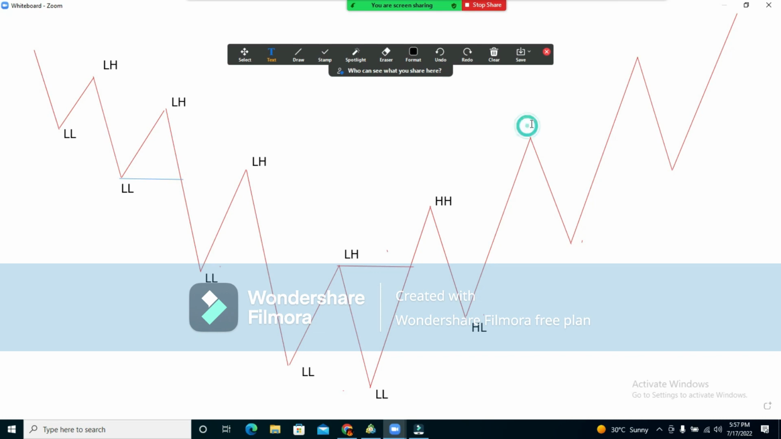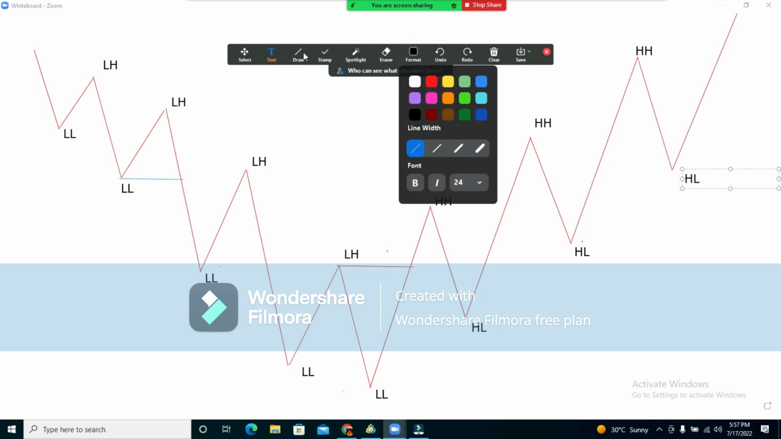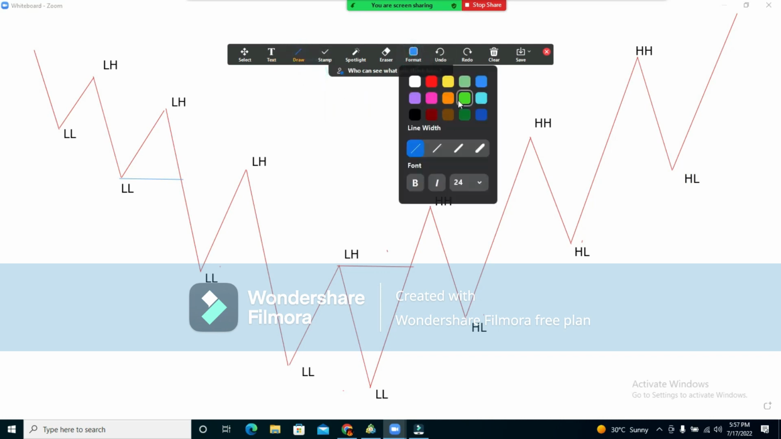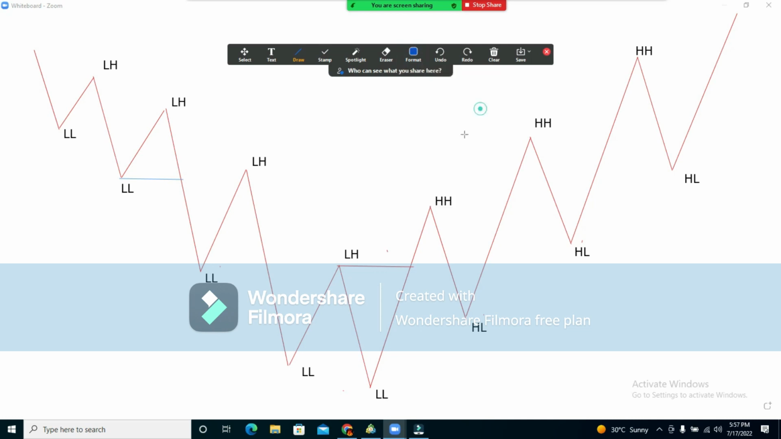Then this one now. See, market structure is the main thing. Once you can know market structure, higher low. Just like that. Let me change this color to blue.